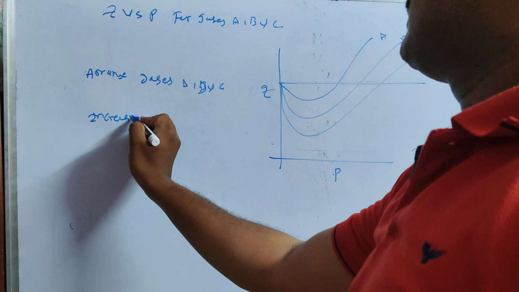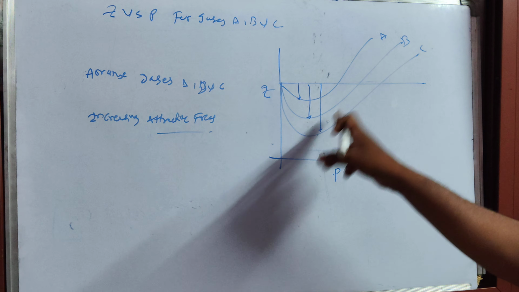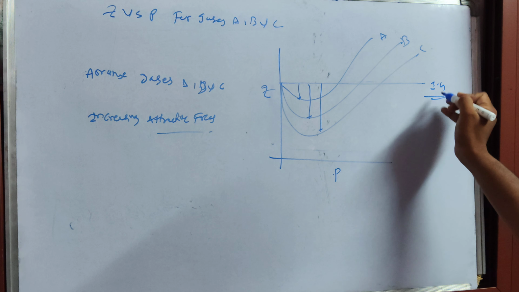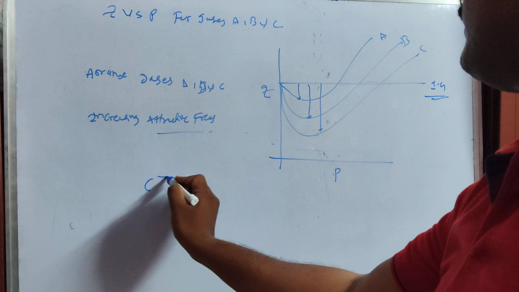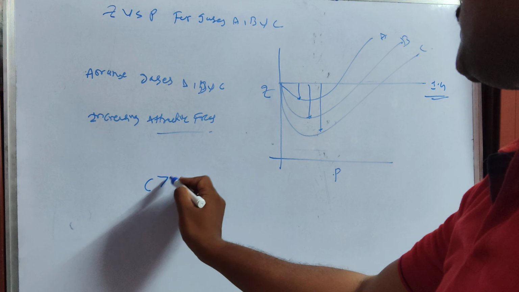First we have to observe which has more negative deviation. C has more negative deviation. We know positive deviation means expansion, repulsive forces. Negative deviation means attractive forces. If you observe, C has more negative deviation from the ideal gas behavior. That's why C has more attractive forces compared to B and compared to A. This is the arrangement of the forces of attraction between the molecules.